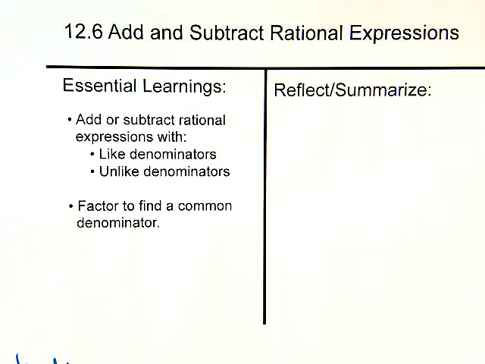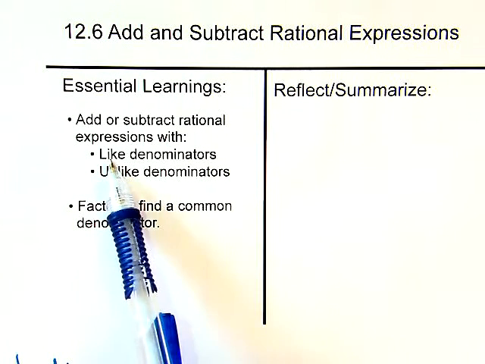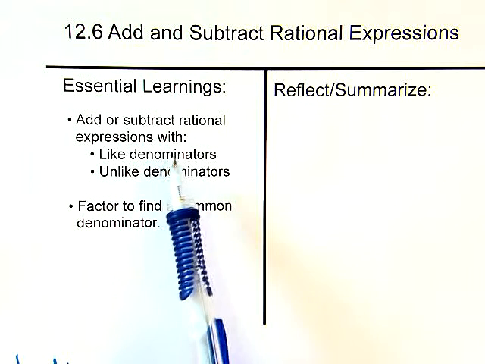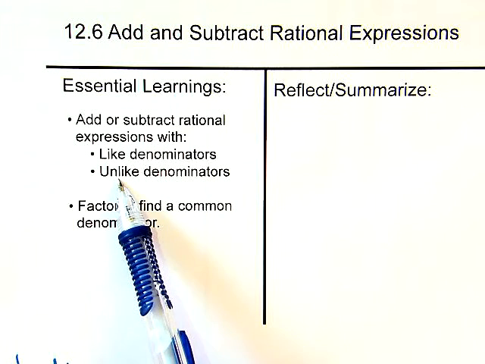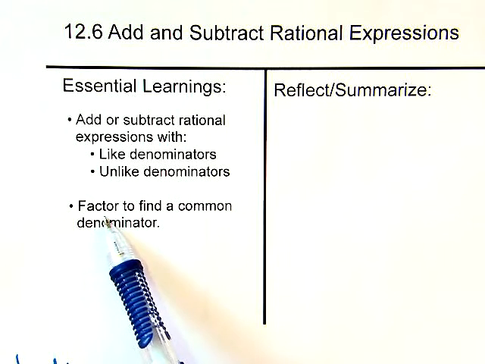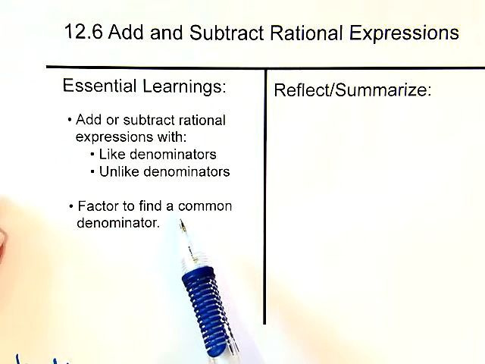And what you have to remember is when you add and subtract fractions, you have to have a common denominator or a like denominator. So we're going to talk about, okay, what if they are like denominators? What do we do to add them up? And what if they're not common denominators? What we have to do is use our factoring skills in order to determine common denominators.